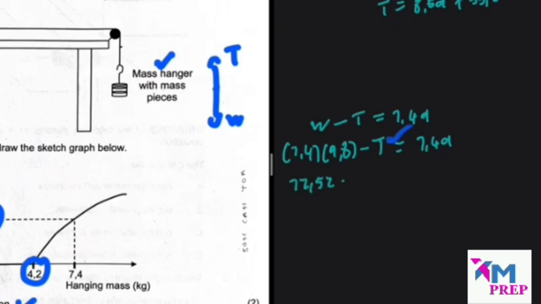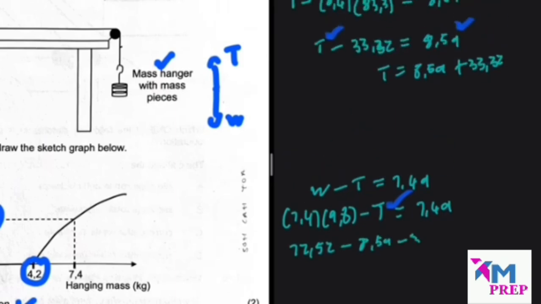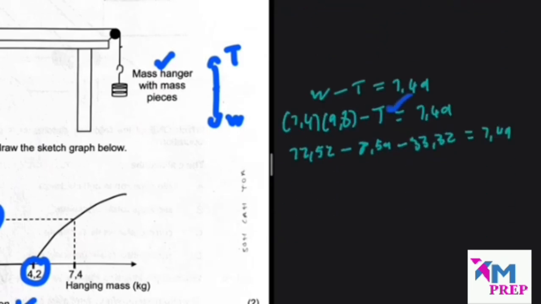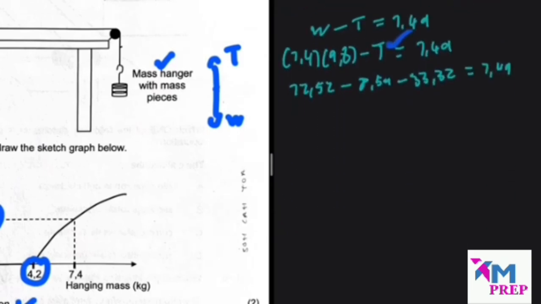72.52, minus 8.5a minus 33.32 is equal to 7.4a. So minus 8.5 minus 7.4, and that is minus 15.98. This is equal to 72.52 minus 33.32. It is equal to 39.2. But when you take it to the other side, it is going to be minus 39.2. So the acceleration is equal to minus 39.2 divided by 15.